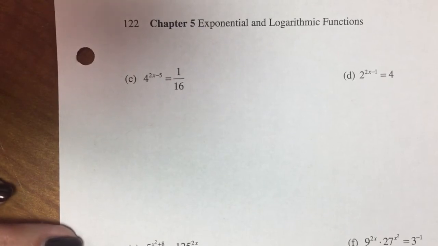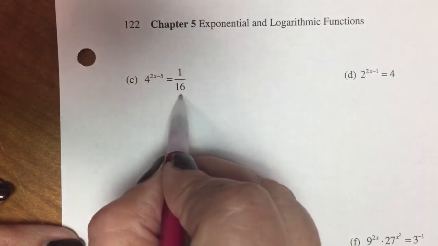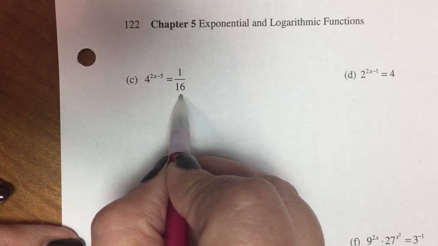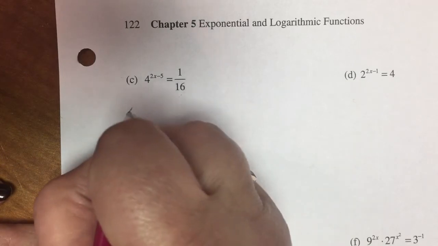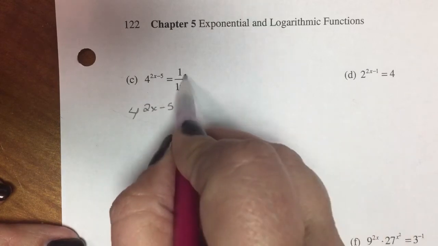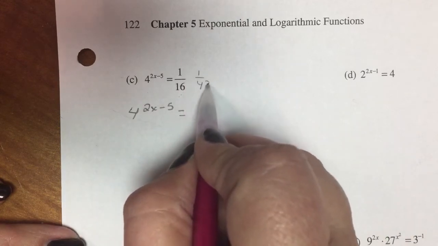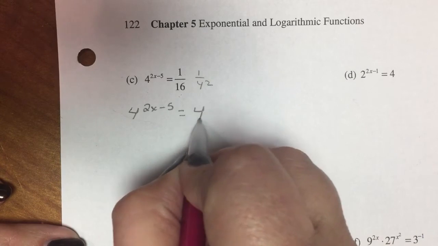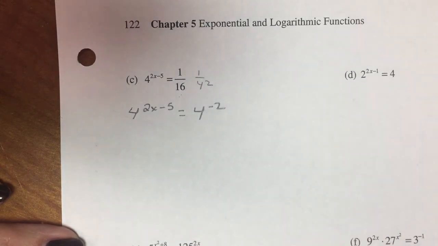All right, so here we go. We need to get the bases the same. Well, I can write 16 with a base of 4, so I'm going to use 4s. So it would be 4 to the 2x minus 5 equals, now this is 1 over 4 squared, which would be 4 to the negative 2 power. You have to be really good with your negative exponents here.